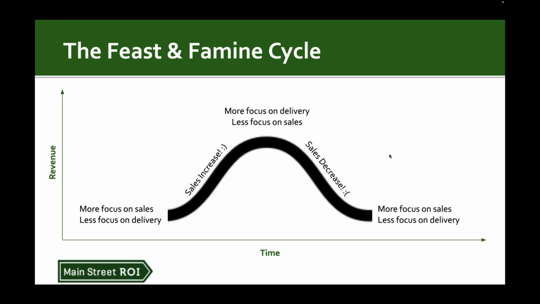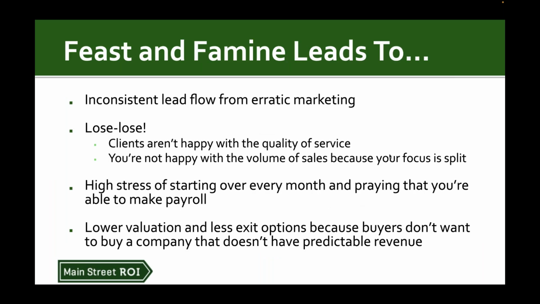By the end of this webinar, I'm hoping that I'll be able to explain exactly how you can correct this threat. So the feast and famine cycle does lead to inconsistent lead flow from erratic marketing. It is a lose-lose situation. Clients aren't happy with the quality of services. You're not able to fulfill on the volume of the sales because your focus is split.